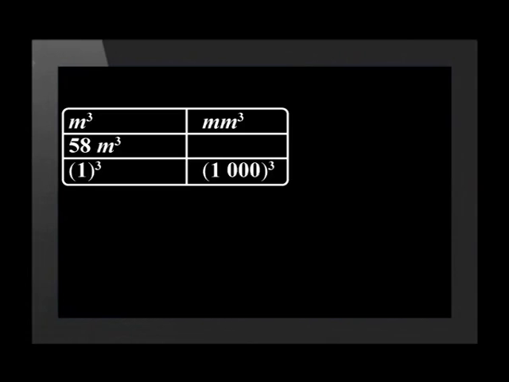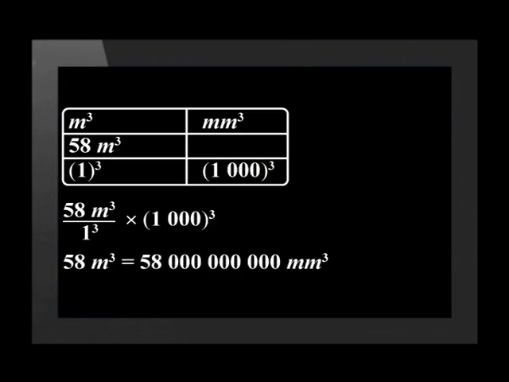Lastly, we fill in the conversion factor. Now we have to add cubed to each part of the conversion factor because we are working with volume. To find the answer, divide the values in the same column. The top value is divided by the bottom value. Once you have this answer, multiply by the rest of the conversion factor. We divide 58 meters cubed by 1 and then multiply by 1000 cubed. The answer is 58,000 million.